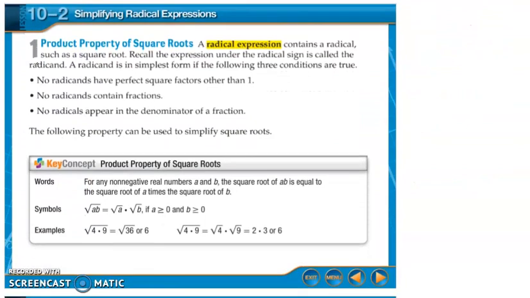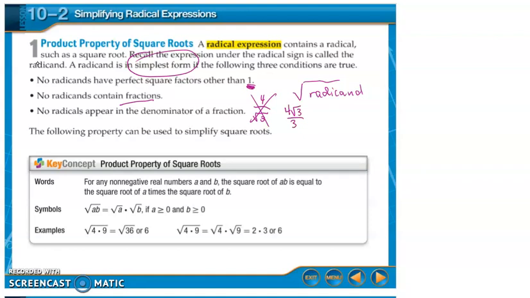The next thing you have to know is, in short form, a radical expression has a square root sign. What's underneath this is a radicand. So if you hear that word, that's what it is. A radicand is in its simplest form if the following conditions are true. The only perfect square factor underneath it is 1. No radicands contain fractions, and you can't have a square root on the bottom of a fraction. So something like this is not simplified. It has to have the square root of 3 or whatever on the top. We'll learn how to do that later.